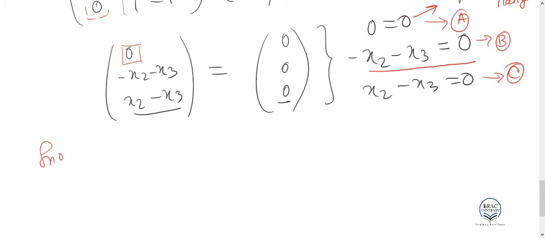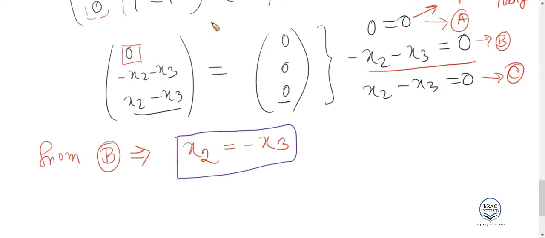So from B we get x2 equals minus x3, right? This is one condition that we are getting. So let me just mark that. And finally, from equation C, we are getting x2 equals x3.